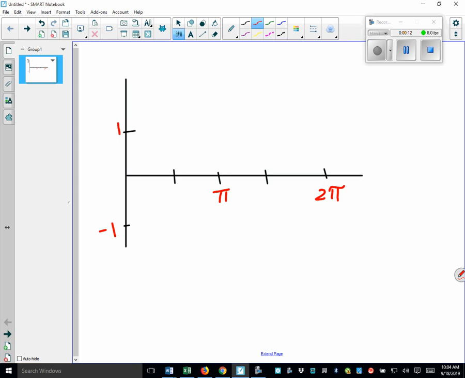This is y equals sine of x. What do I do? Where does it start? 0. How does it go 0 to 1, 1 to 0 at pi, 0 to negative 1, to 0, right? And we have to know that without using a calculator. You have to know that.